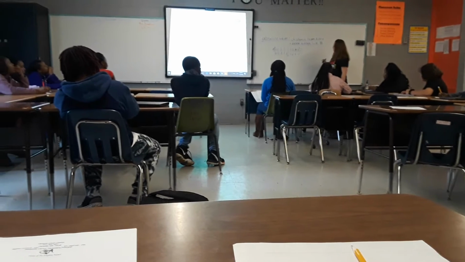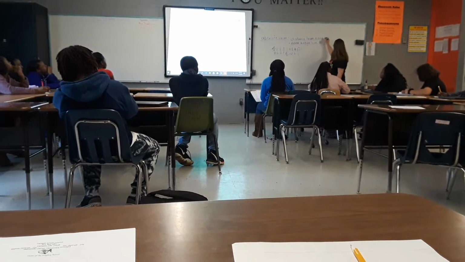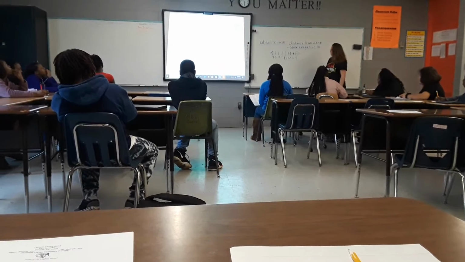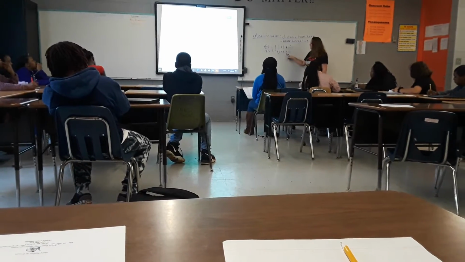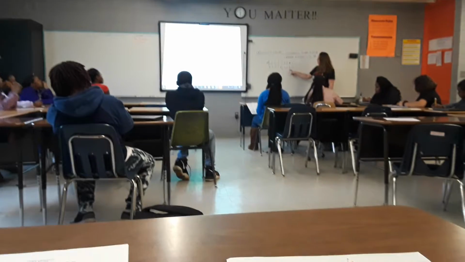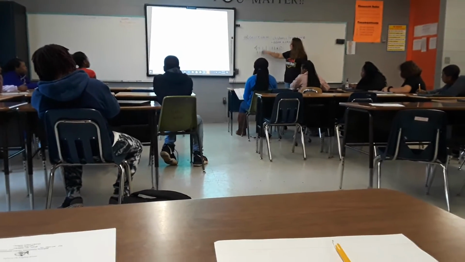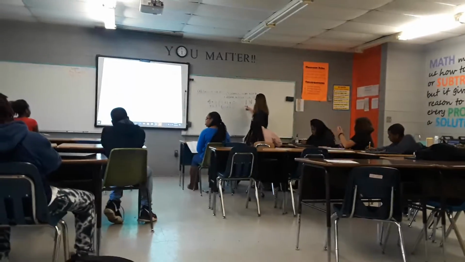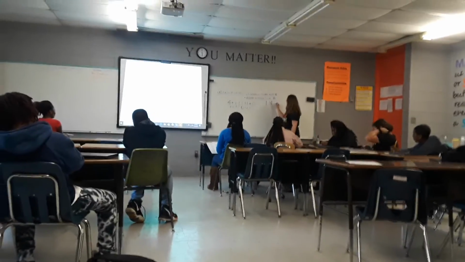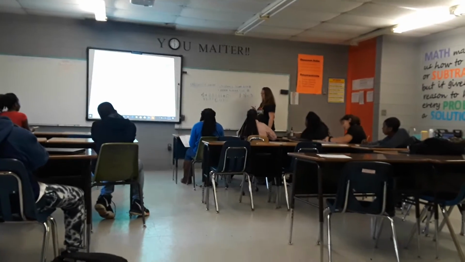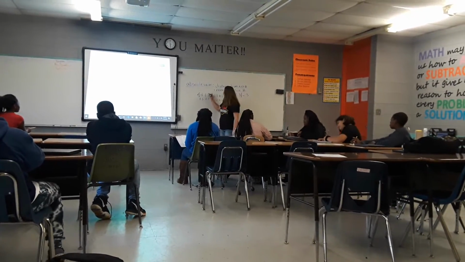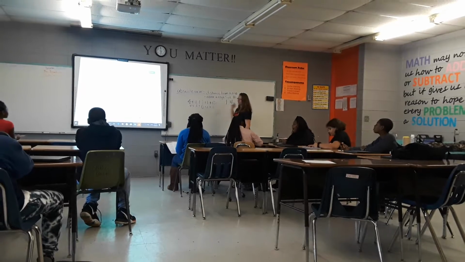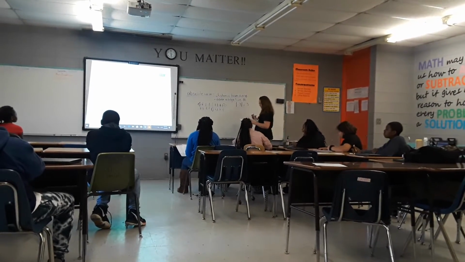So if it's 3, what is my absolute value? 3. If it's -3, what is my absolute value? The absolute value of -3 is 3, because it's 3 from 0. It doesn't matter which direction it goes, it's the distance from zero.